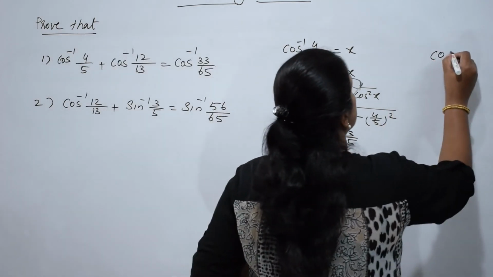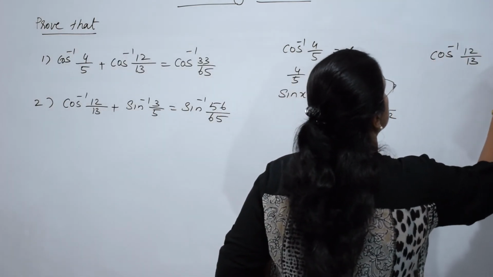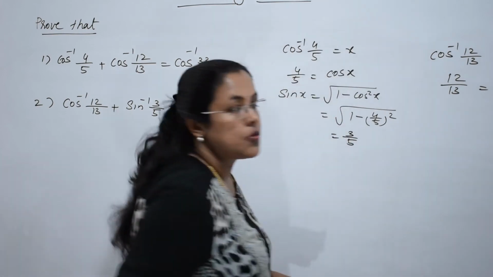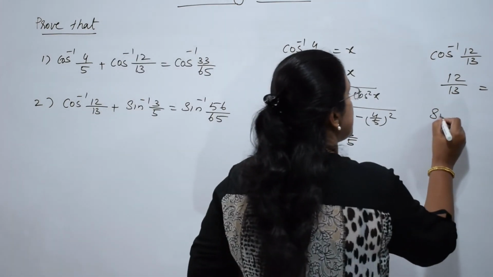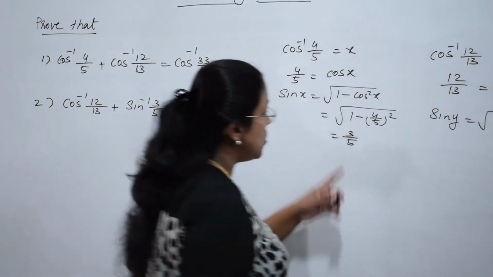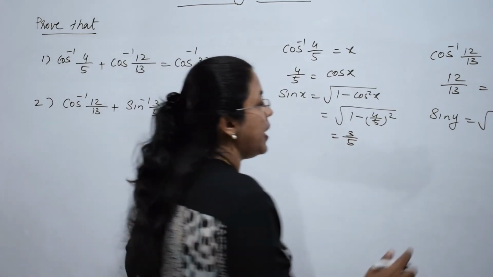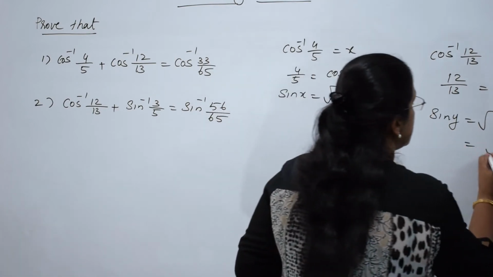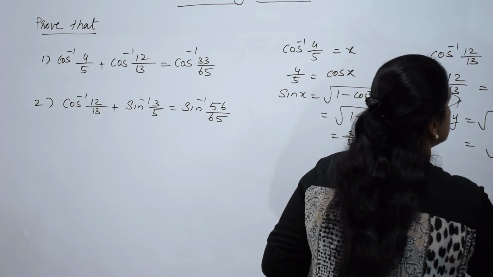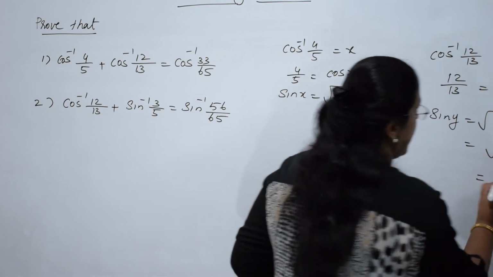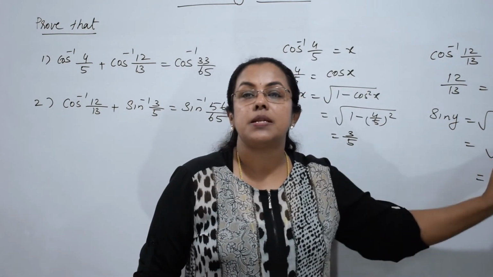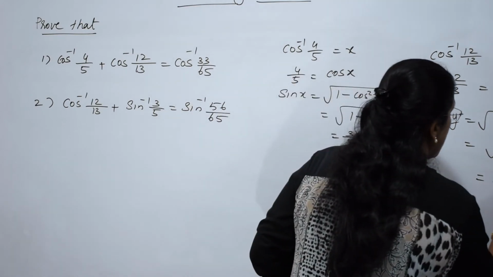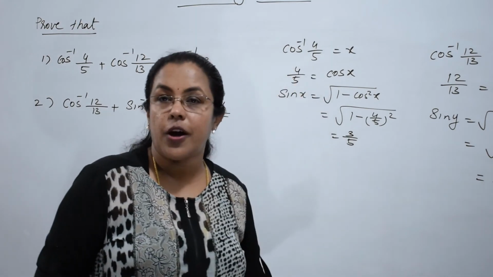Similarly, take cos inverse 12 by 13 as y, then 12 by 13 is equal to cos y. Then sin y is equal to again root over 1 minus cos square y, that is 1 minus 12 by 13 the whole square. This is equal to root over 13 square minus 12 square upon 13 square. A square minus b square is a plus b, a minus b. 13 plus 12 is 25. Root over 25 is 5 by 13. We get sin y as 5 by 13.